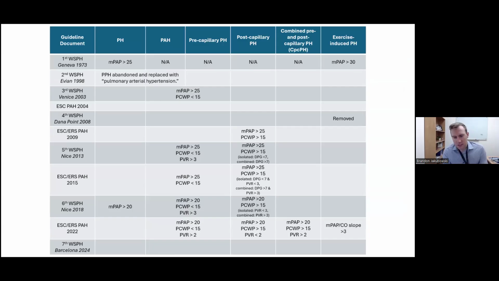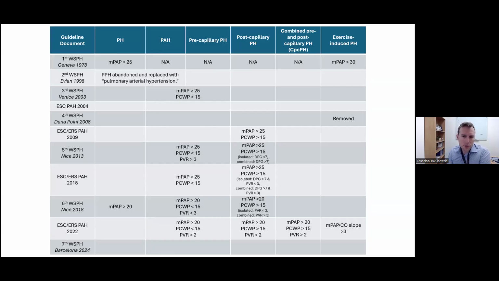And over the course of these last several meetings, you can see the definition of pulmonary hypertension has changed dramatically. In that first meeting, all we had really was pulmonary hypertension being defined as a mean pulmonary artery pressure greater than 25 millimeters of mercury, without any other insight as to subcategories of pulmonary hypertension, except for, interestingly enough, exercise-induced pulmonary hypertension. And this definition has changed, obviously, over the course of time as we've gained new insight and new information into how the disease process acts.